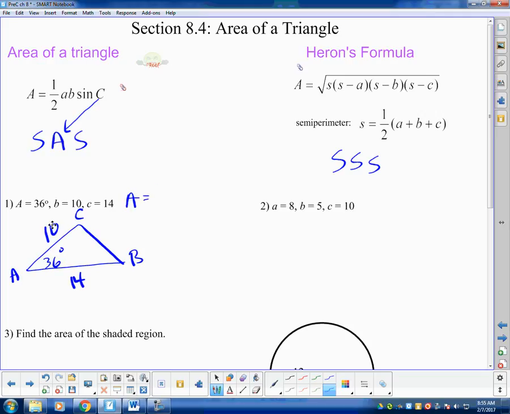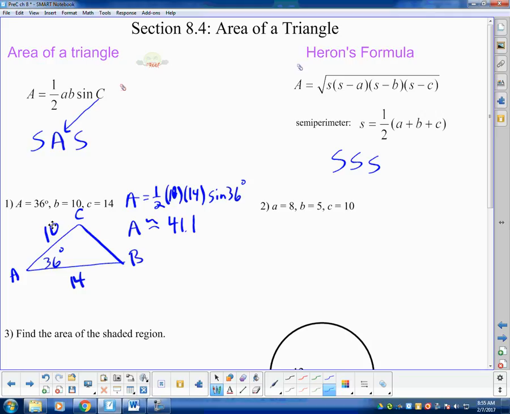So the area is equal to 1/2 the lengths of each of the two sides, 10 times 14 times sine of 36 degrees. Plug it into your calculator. You get area equals about 41.1. Okay, make sure you're in degree mode and all that stuff. 41.1 square units. So that's the side angle side case.